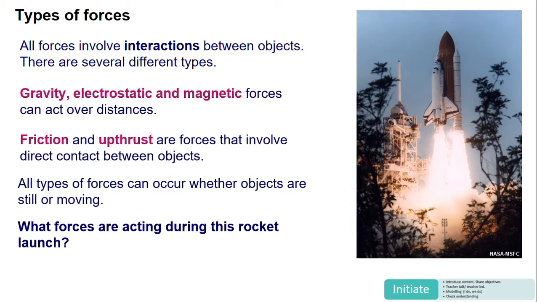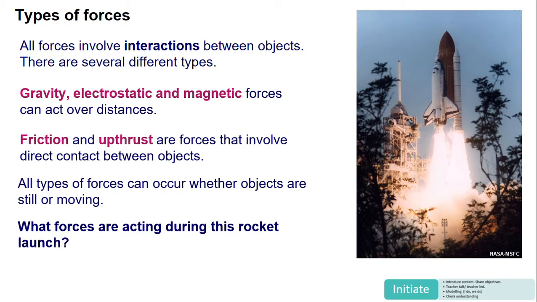So forces involve interactions between objects, one object having some sort of influence on another object. Now, some forces can act over distance, so the objects don't need to touch. Gravity, electrostatic, and magnetic, they're the 3. You do not need to touch 2 magnets together to get them to repel or attract. That force acts over a distance. Gravity acts over a distance. If you take me high up into the air and drop me out of an aeroplane, there's nothing between me and the ground. The force of gravity acts between us across space.